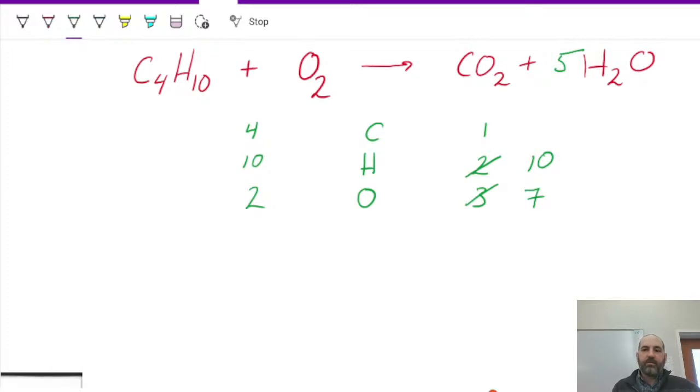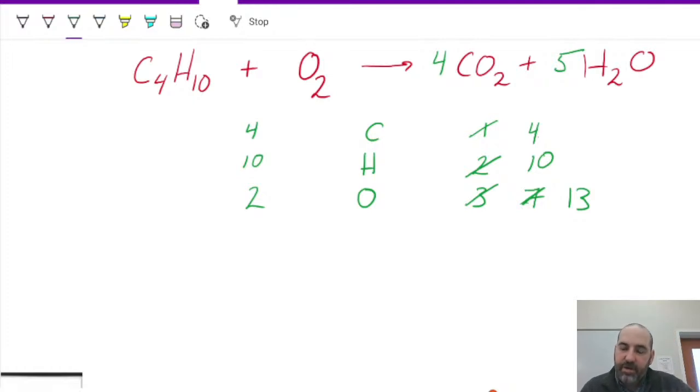Okay. So we're getting closer. Hydrogens are in balance. We're leaving the oxygens till the end. Let's balance the carbons. We've got 4 on the left and 1 on the right. So if we put a 4 here, that's going to change to 4. Oops, I'll keep that over here. And that also changes our oxygen count again. So instead of 7, we have, let's see, 8 from over here, 4 times 2, and then 5, so that's 13. Okay, so carbons are in balance, hydrogens are in balance.